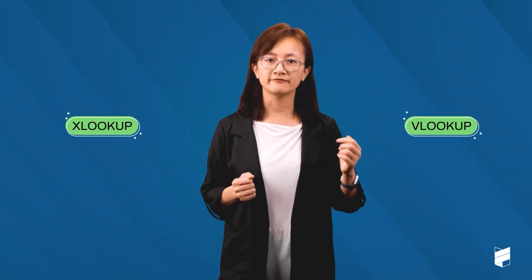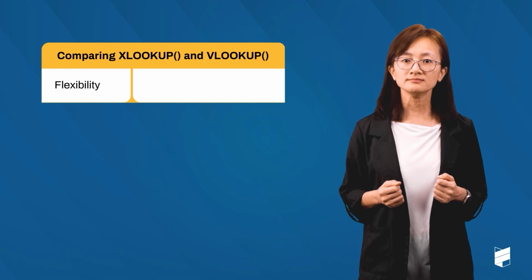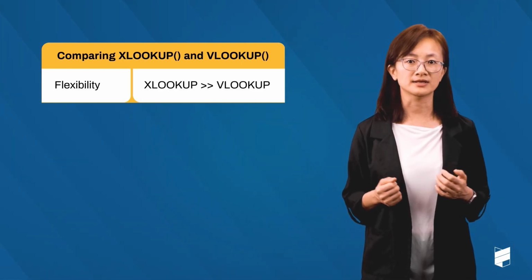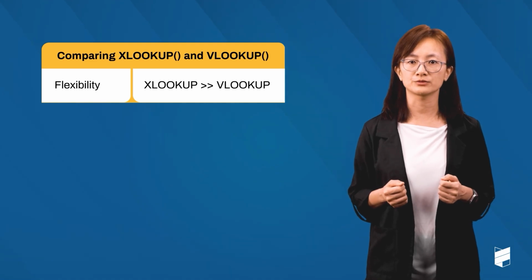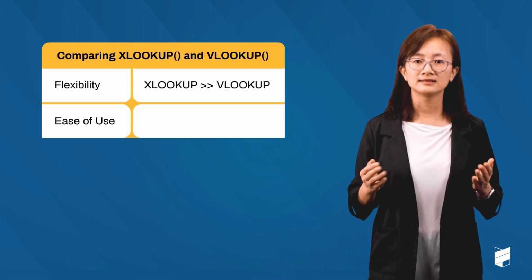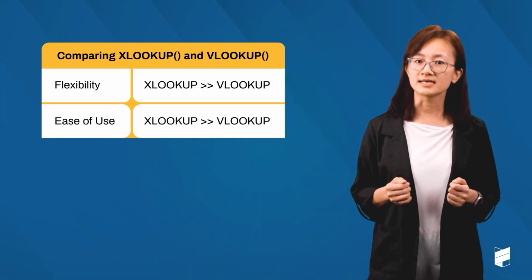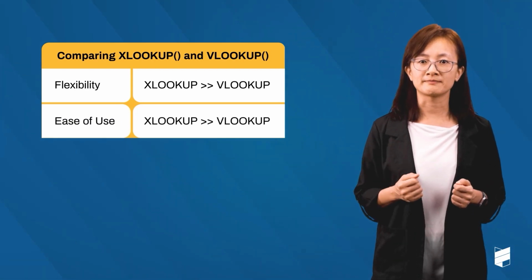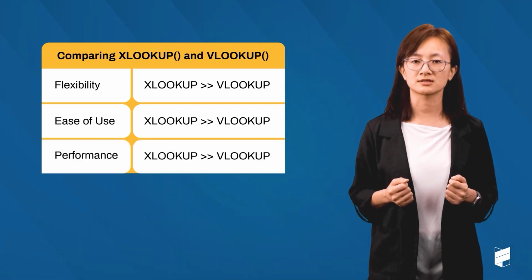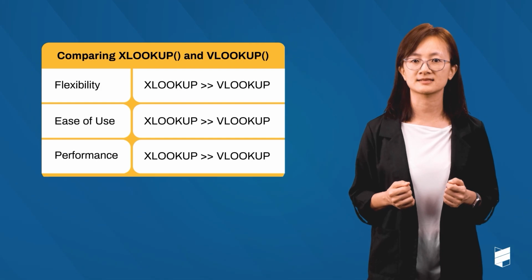You have learned to use both XLOOKUP and VLOOKUP functions to search for specific information from your dataset. Comparing the two, the XLOOKUP function is more flexible than VLOOKUP function because it doesn't require the lookup value to be in the first column, and it can return an array of values. The syntax of XLOOKUP function is more straightforward and easier to remember. XLOOKUP function is generally faster and more efficient, especially for large datasets.